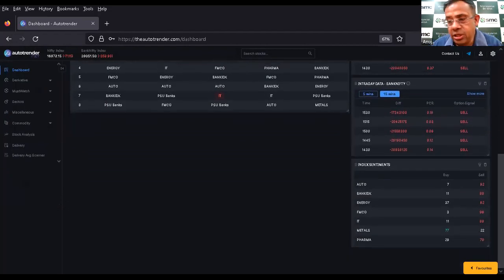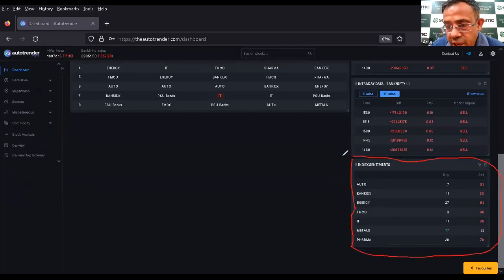So the third initial indicator is your index sentiment. Here you can just look at the initial indicator, where all the major indices, be it auto sector or private banking or energy or FMCG, are all on the negative side. So why is it important? Because an index has stocks.